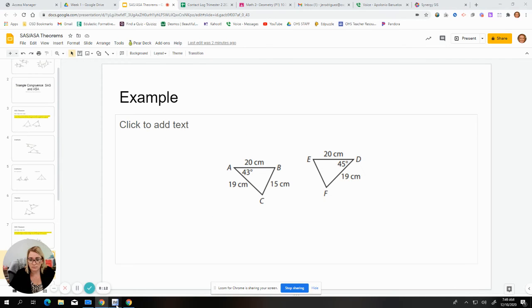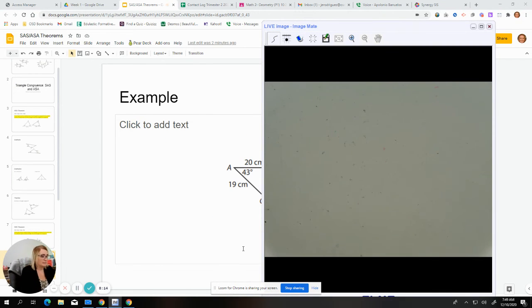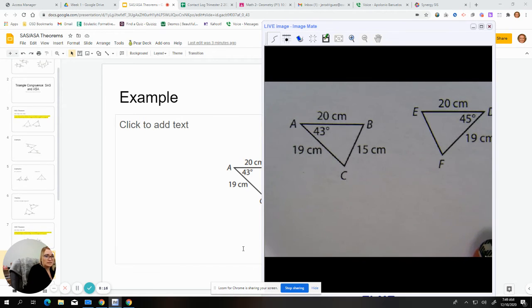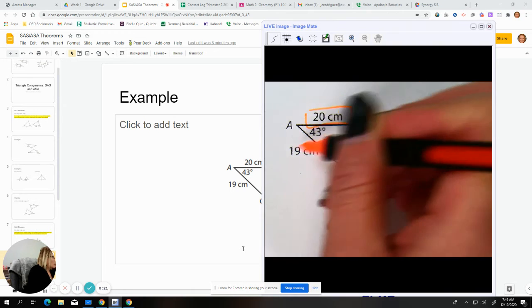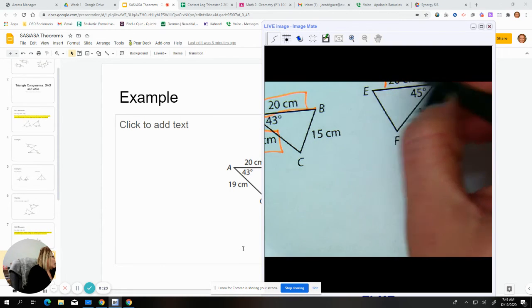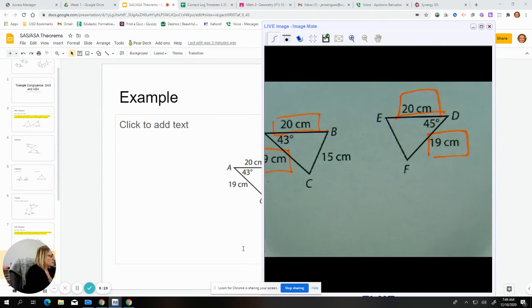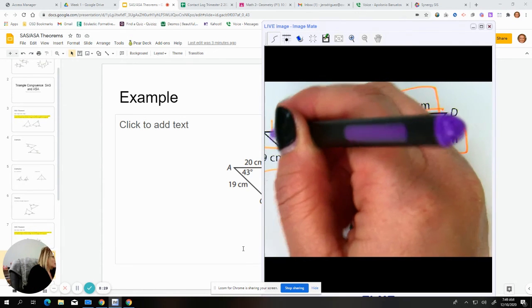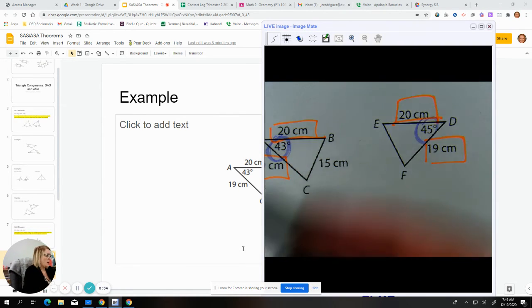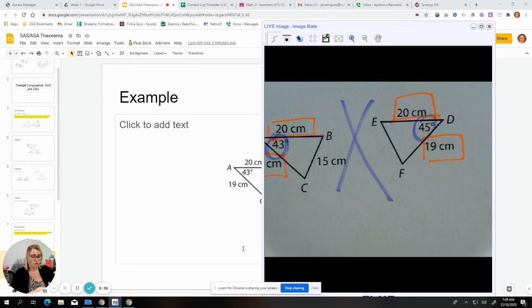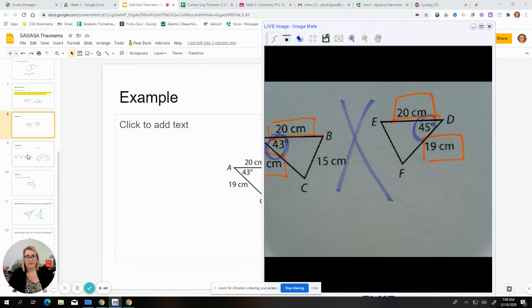Let me just re-emphasize that by pulling this up. So again, we do have some similarities, right? We do have our two sides, but this rule says that the angle between them has to be the same. And we have a 43 and we have a 45, which means those are not congruent triangles. Okay, they have to be the same everything.